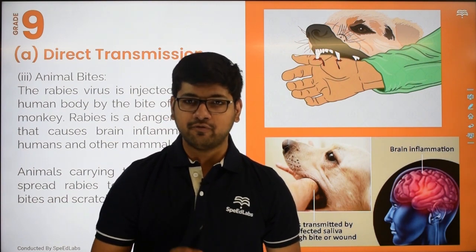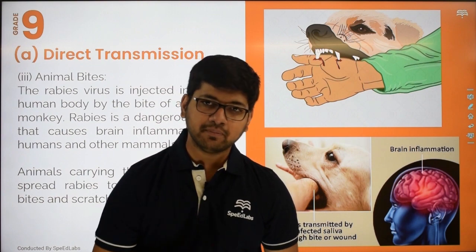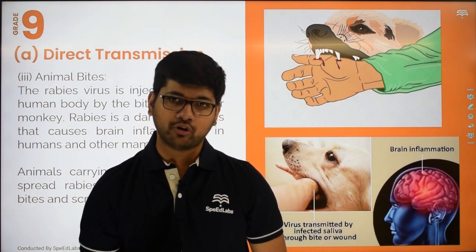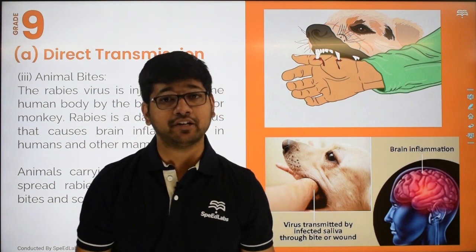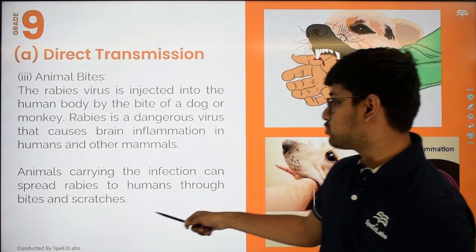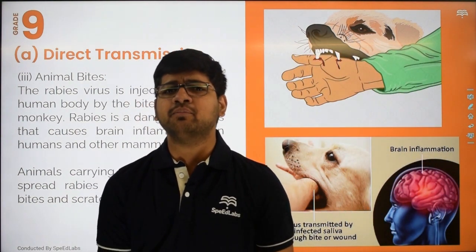So it is very vital, it is very important that if a rabid animal has bitten anyone, they should get those shots, or it could be fatal. Animals that carry infection spread rabies to humans through bites and even sometimes scratches. You never know how an animal behaves.